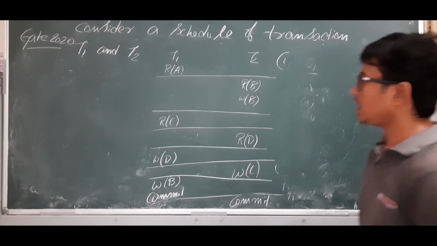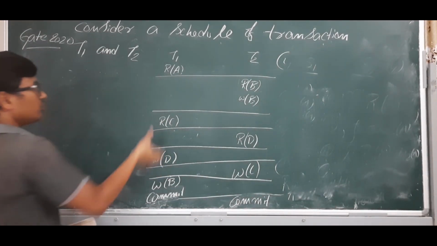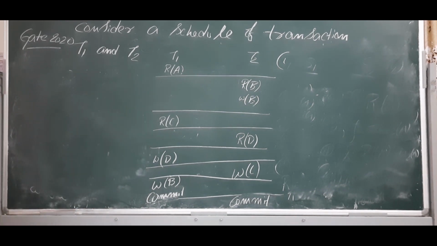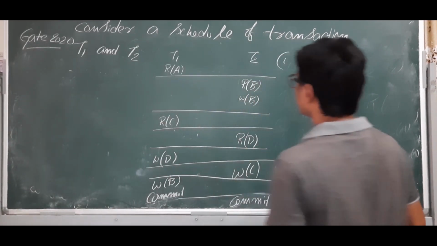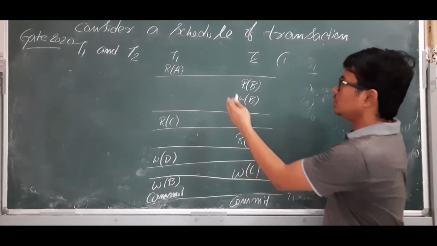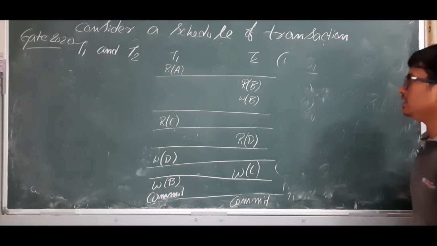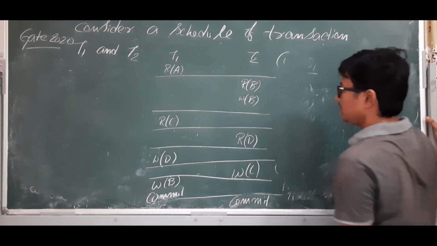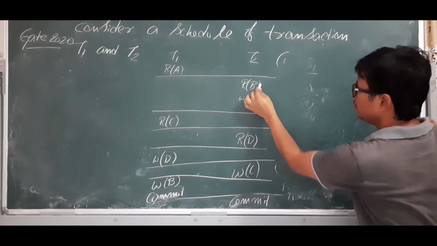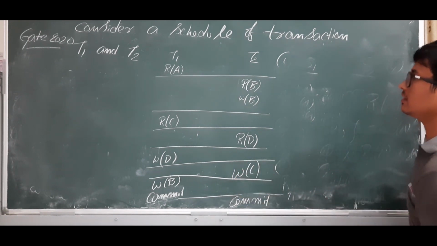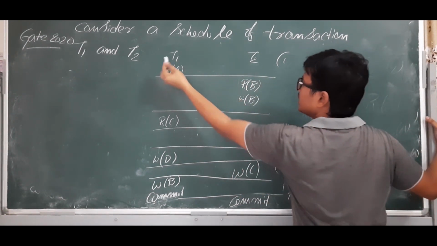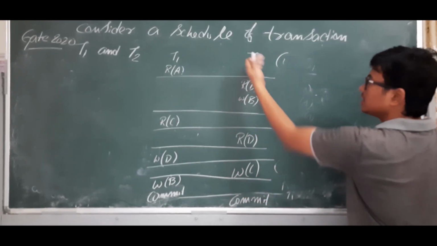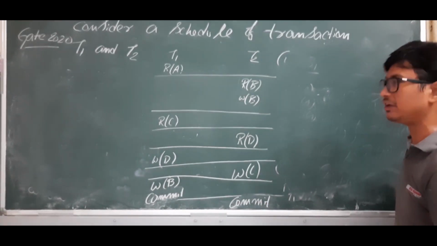So first we have to find what the conflict operations are in the given schedule, which consists of two transactions. Let me solve it for you. If you see this, we have a read A. Now you have to find whether a write A is there in transaction 2. Here we have a read A. We need to find out whether this operation conflicts with any other operation in transaction 2 or not.